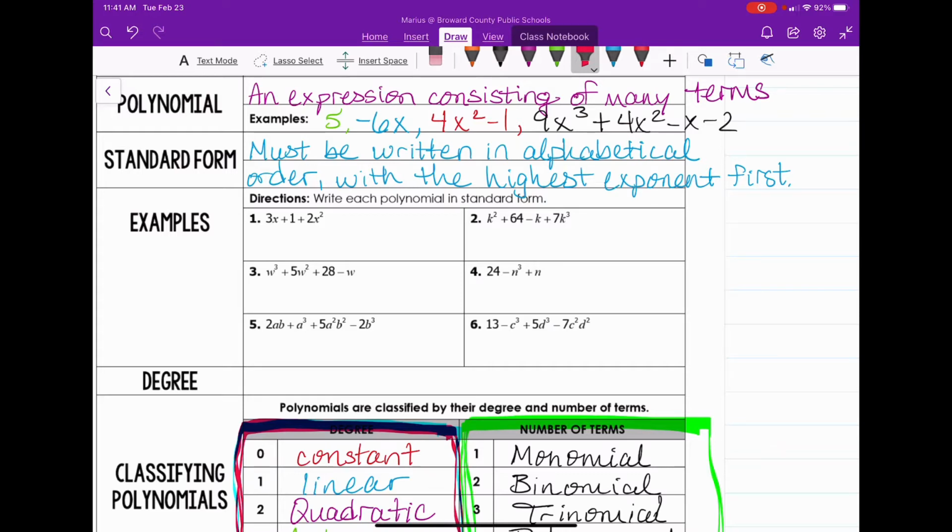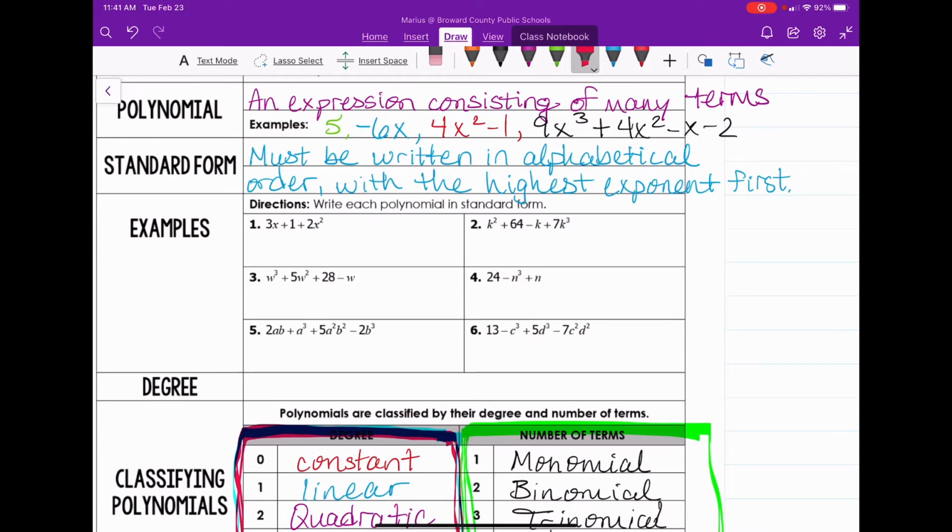Now, what exactly is a polynomial? A polynomial is an expression consisting of many terms, okay? So more than one term, or at least one term, if not more than one. For example, the number 5 by itself is a polynomial expression. Negative 6x would be an example. Maybe what I wrote in red, 4x squared minus 1, that's another example. And the last one, 9x to the third power plus 4x squared minus 1x minus 2, is also another example of what a polynomial is, okay?